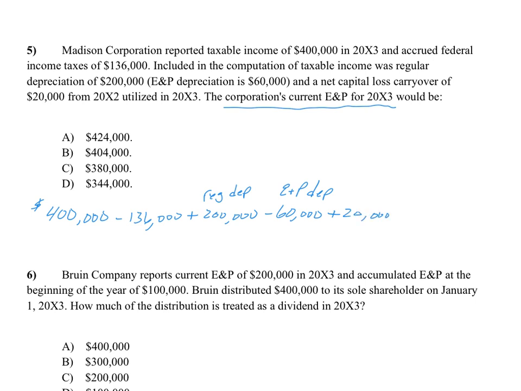And was there anything else? Nope, there wasn't anything else. So we've got all those. We need to total those up, and those total up to be 424,000. And so A is our answer. All right, so now we can move on to number 6.